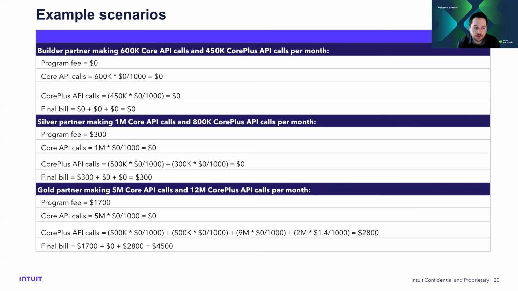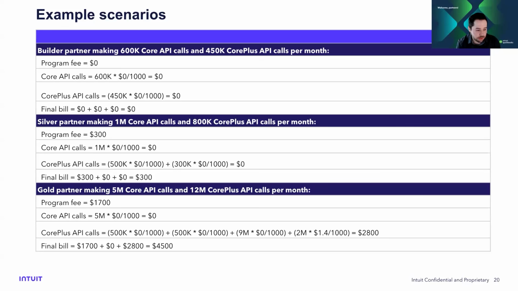Now, Core Plus calls, once again, with being the uncharged tier, those are also going to be zero. So in this case, this partner made 450,000 Core Plus API calls. That is also zero for a final bill of 0 plus 0 plus 0 equals 0. Really just to highlight the point in the methodology as we talk about the next two examples here. Now, again, just to reiterate, if this partner went above 500,000 in the Builder tier, those calls would return an HTTP 429 error.